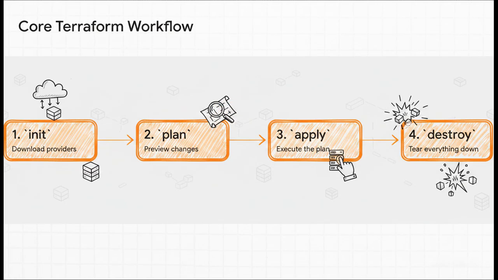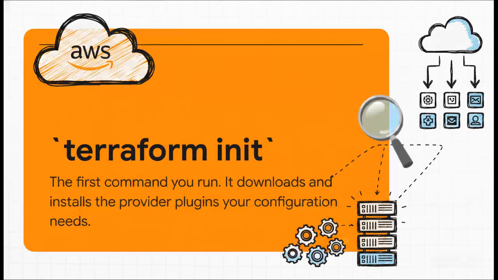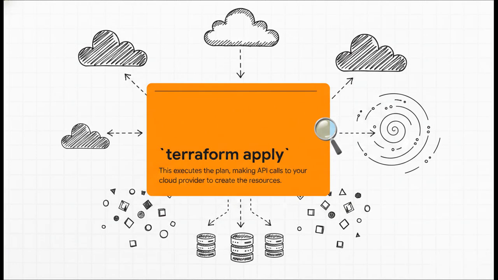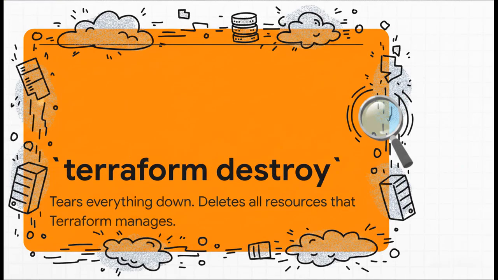The entire workflow boils down to just 4 simple commands. Let's break them down real quick. First up, init. This just gets your project ready by downloading the plugins you need, like for AWS. Next is plan. Think of it as a dry run. It shows you exactly what's going to happen before it happens. Then you apply. This is what actually builds everything and makes your code a reality. And when you're all done, just destroy it. It tears down and deletes everything Terraform built for you, clean.